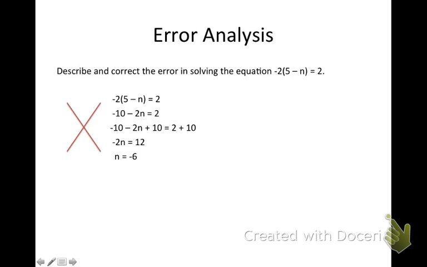Let's do some error analysis. Take a look at this problem, and I want you to describe and correct the error in solving the equation. Negative 2 times the quantity 5 minus n is equal to 2. So in doing this problem, I'll just wait for a little while and see if you can see it.